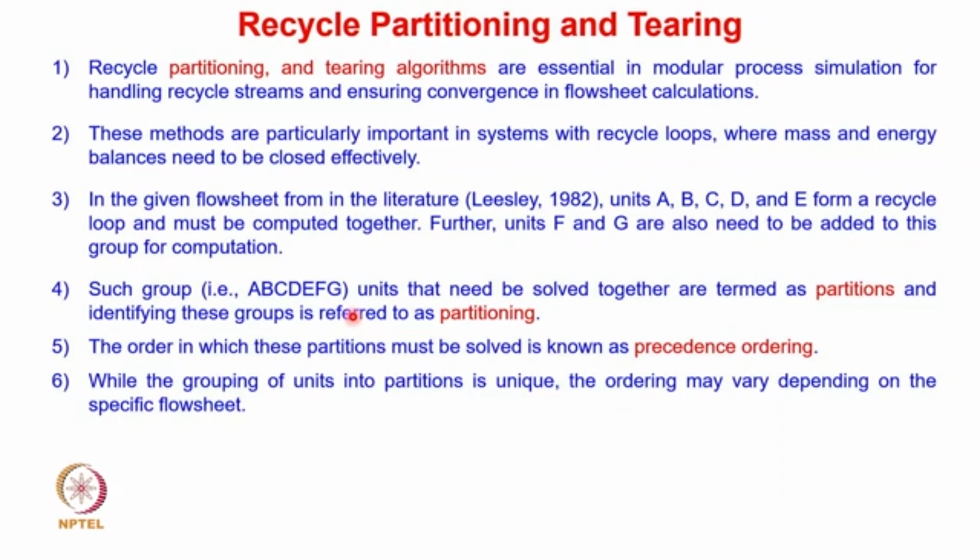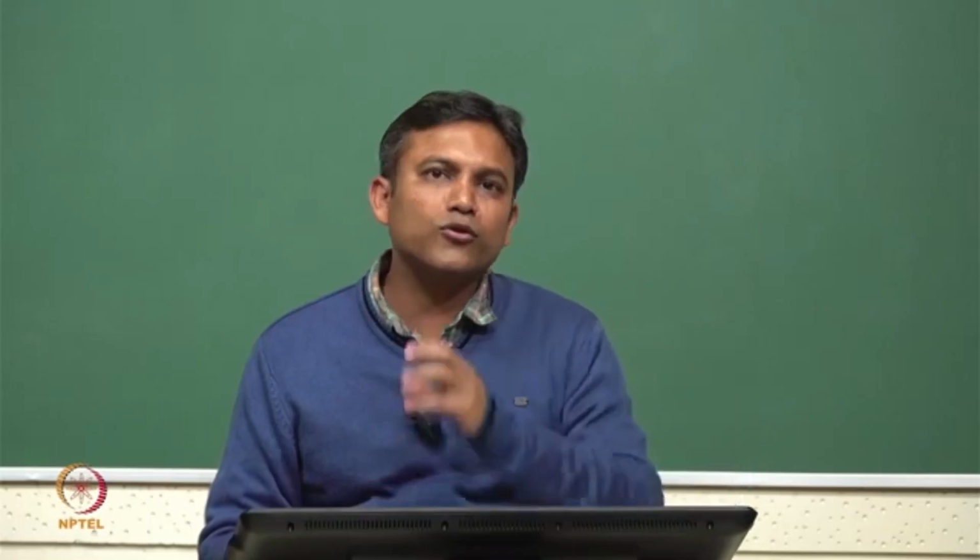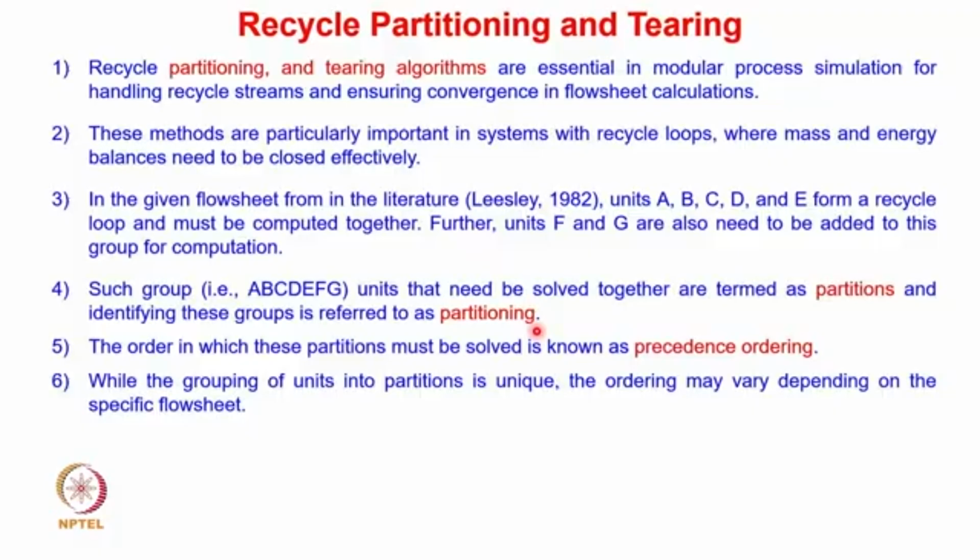Finding such groups which need to be solved together is what is called partition. So this entire group is called a partition and this entire procedure is called partitioning. Whenever I have a complicated flow sheet, the first step in a modular approach is to partition this flow sheet into different partitions. In each of these partitions we will have a group of units, and this group of units has to be solved separately. The order in which these partitions must be solved is known as precedence ordering.